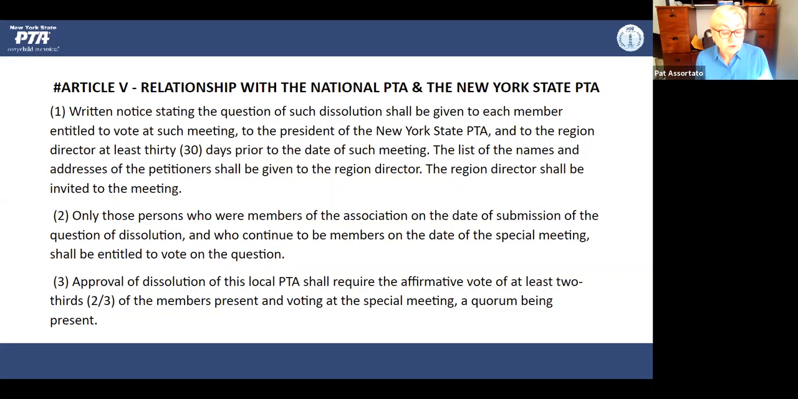It would be only those persons who were members of the association on the date of submission of the question of dissolution and who continue to be members on the date of the special meeting. Those are the only people that can vote on whether to dissolve the unit. And number 3 prescribes the requirements for approval of dissolution and requires a 2/3 vote.